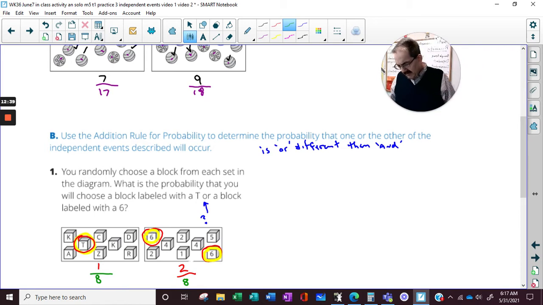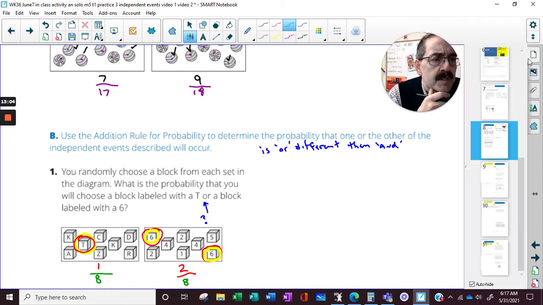Aren't we just adding them together? I would say we just add them together because it's not this and this together. What's the probability of rolling a 2 or rolling a 5? 1 out of 6 and 1 out of 6. Add them together, one or the other.